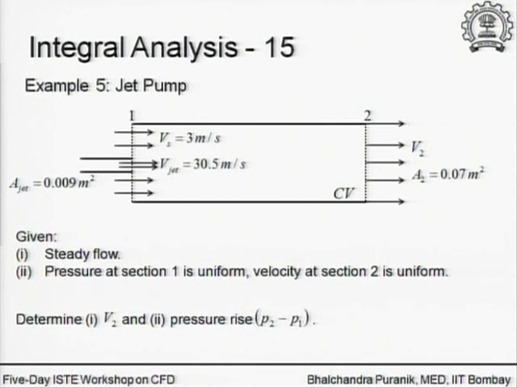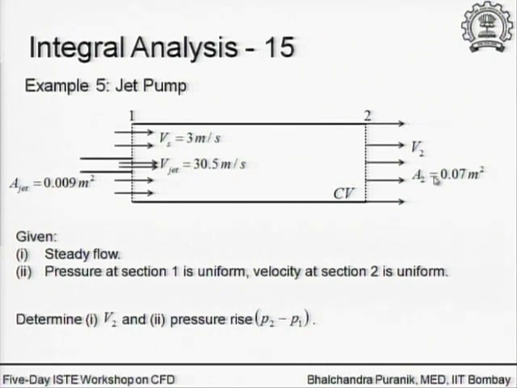This is a jet pump, a very popular device. In this case, there is a central jet which has a higher velocity. In this case, it's 30.5 meters per second, and it essentially drags a lower velocity fluid from the annular region to eventually deliver the total of it at a higher pressure. At section 2, it is given that the total fluid coming out has a uniform velocity V2.